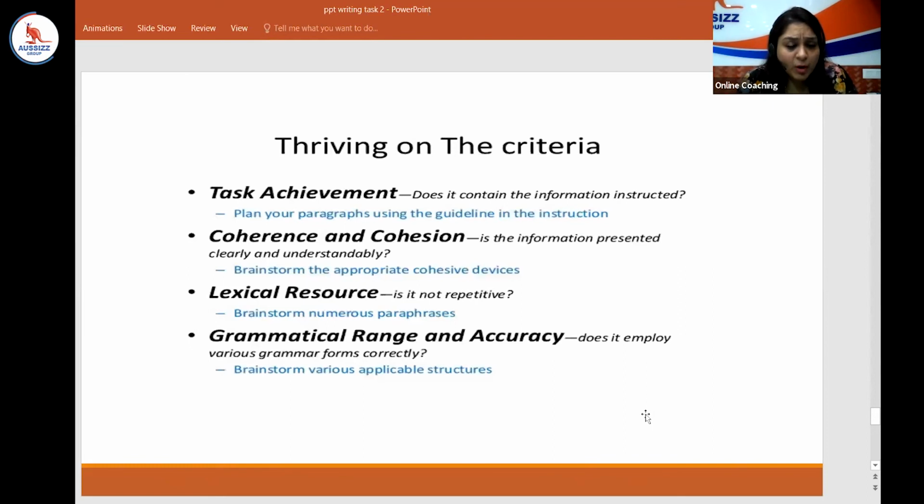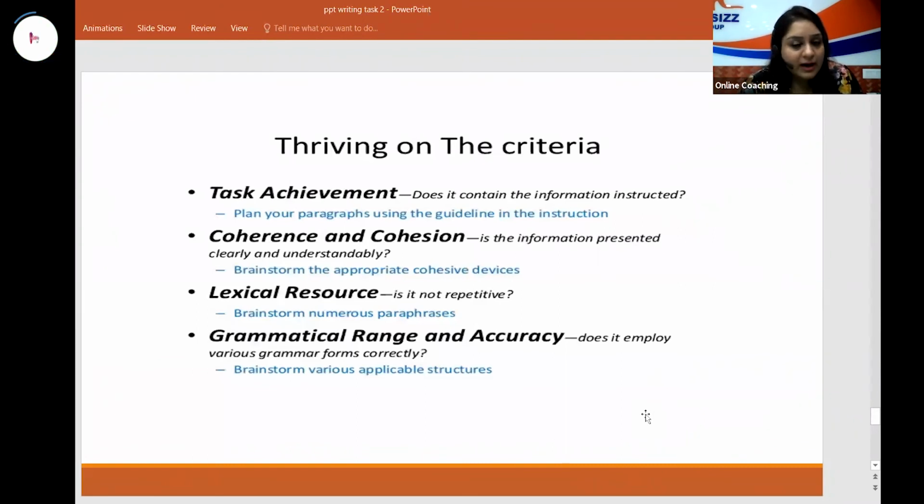Did I cover the proper format according to the actual format? Did I add my vocabulary? So this is what you have to cover. Task achievement is, does it contain the information instructed? Like my essay contained the information instructed. So plan your paragraphs using the guidelines in the instruction.